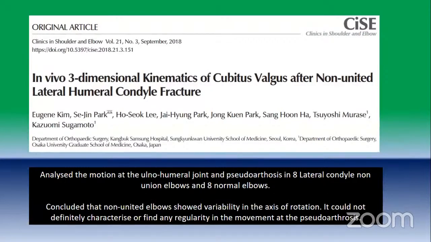And this paper has described the three-dimensional kinematics of cubitus valgus, wherein the arc of rotation changes, which leads to a fixed flexion deformity appearance, where the child can do an extension, but the fixed flexion deformity is still there, and an altered axis of elbow flexion extension occurs. It shows that non-union shows variability in the axis of rotation, but no irregularity in the movement at the actual pseudoarthrosis site. So most of the effect is because of the cubitus valgus, but not because of the pseudoarthrosis.